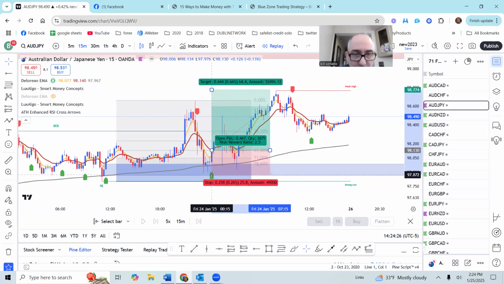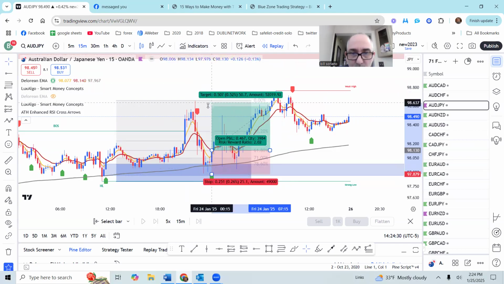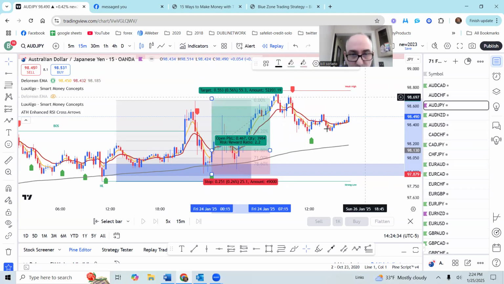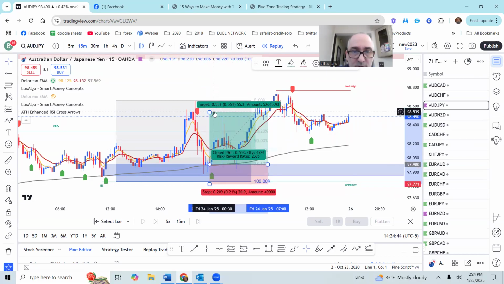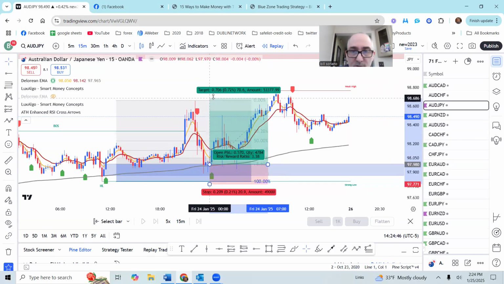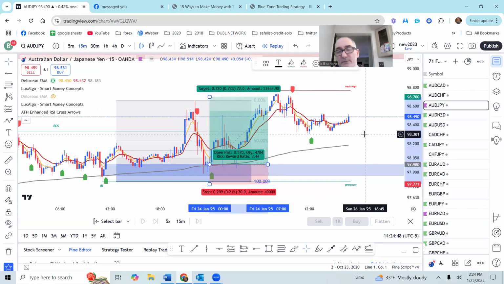Okay. And now we have a 1 to 2. See, we would have gotten that 1 to 2 listed reward. If we would have set a limit order, got in right at the beginning of the blue zone and set our stop loss right outside of the blue zone, then we could have gotten a 1 to 3, almost 1 to 3.5 risk to reward ratio trade.